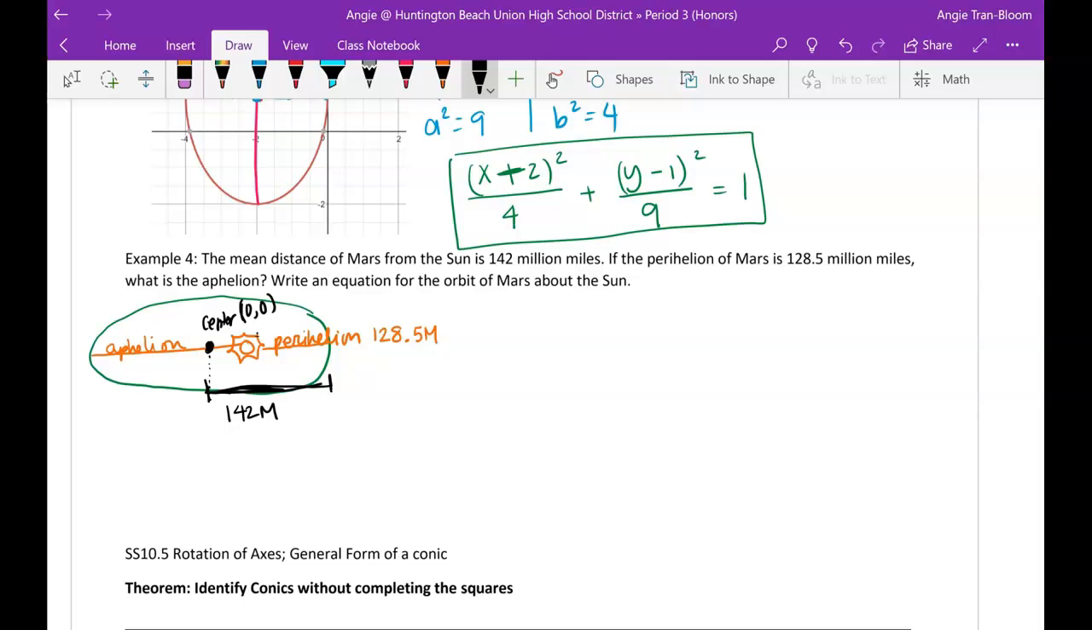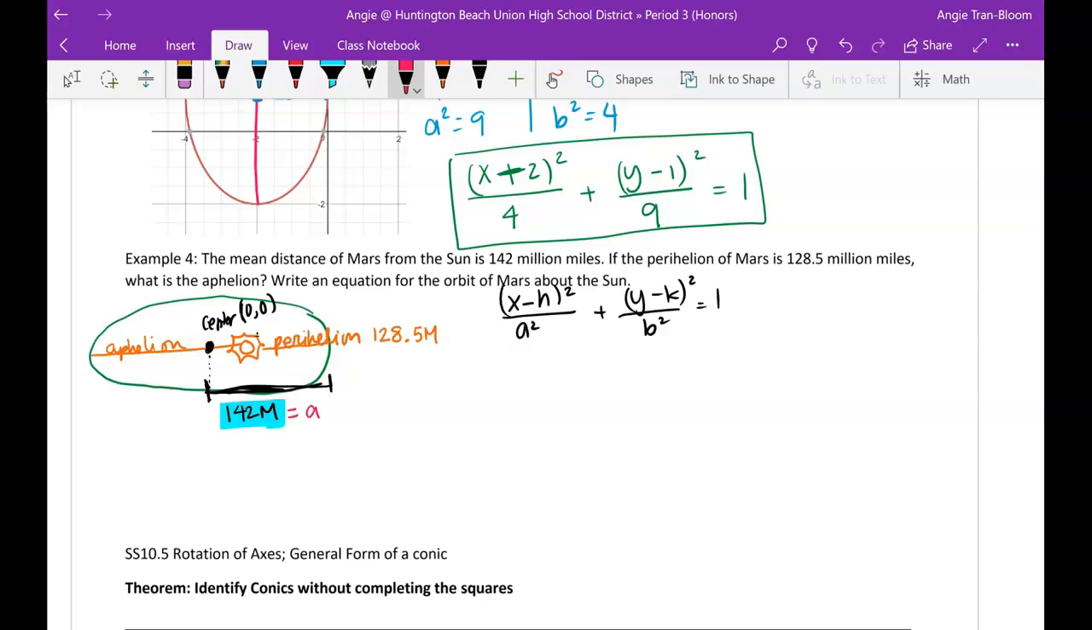So I'm going to start with the standard form: x minus h squared over a squared, because it's horizontal, the larger value goes here, plus y minus k squared over b squared equals 1. All I need is to find what a squared and b squared are, since I already know the center. The h is 0, so it's just x squared. I know the mean distance is 142 million miles. That is the value of a.